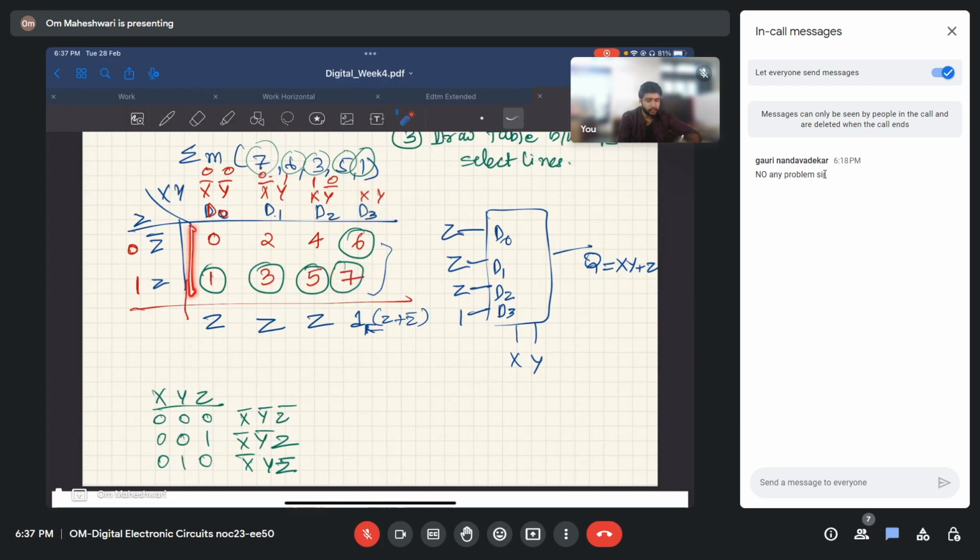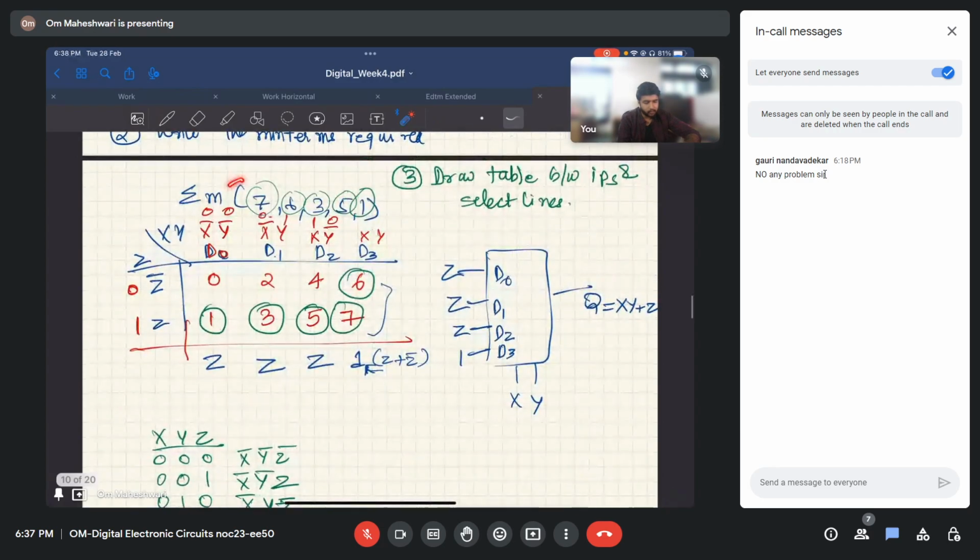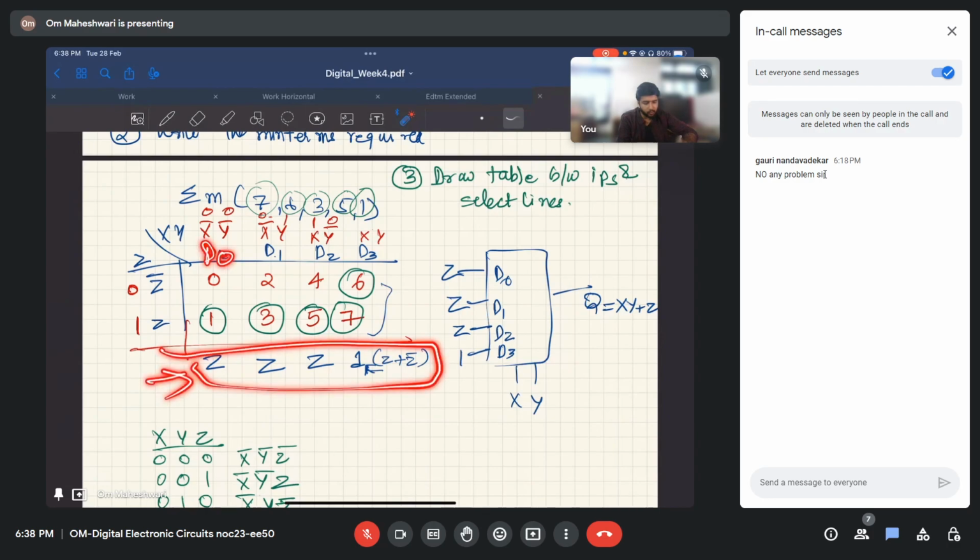So after we have written these numbers, we just encircle those that are there in our minterms 7, 6, 3, 5, and 1. Now, whatever corresponds to the row we have encircled, we will just write. Whatever we are writing here will go as the input to D0, D1, D2, D3 in this mux. Okay.